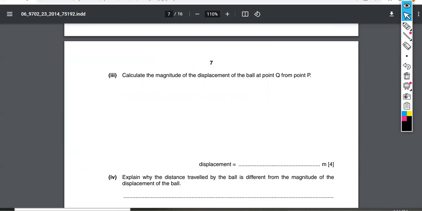Calculate the magnitude of the displacement of the ball at point Q from point P. All right, so just the magnitude of the displacement. So it's a line that looks like this. I forget which one was P and which one was Q, but it doesn't really matter, right? Kind of like that.